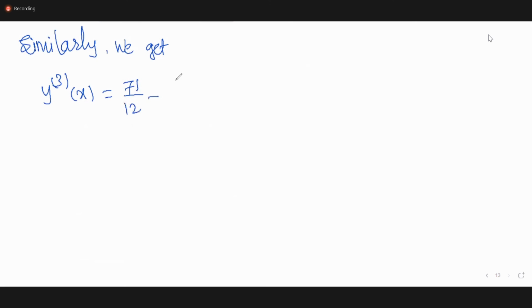Similarly, we get the third approximation: y3 of x is equal to 71 by 12 minus 35 by 6 x plus 7x square by 2 minus 5x cube by 6 plus x power 4 by 12.